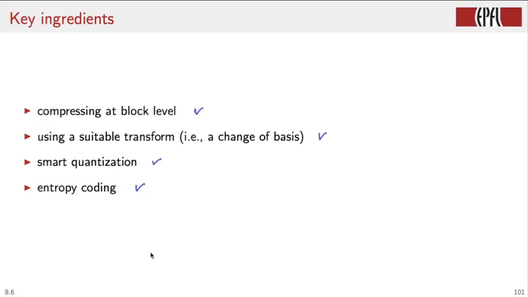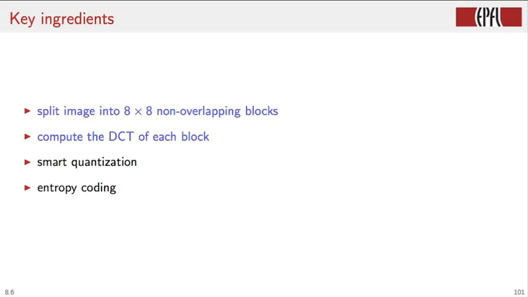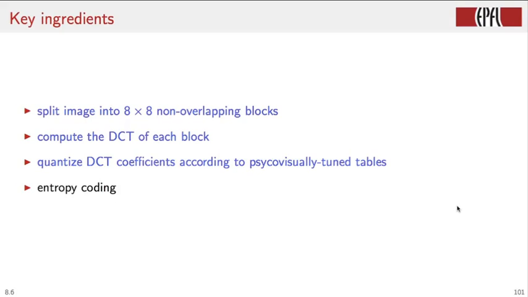In JPEG, these elements are implemented like so. The image is split into 8 by 8 non-overlapping blocks. Each block is transformed using the DCT, the discrete cosine transform. Each DCT coefficient is then quantized using psychovisually tuned quantization tables that we will analyze in just a minute. And finally, the resultant bit stream is compressed using run length encoding and Huffman coding. So we will now examine each of these components in more detail.